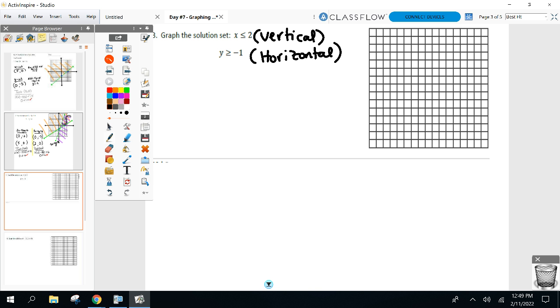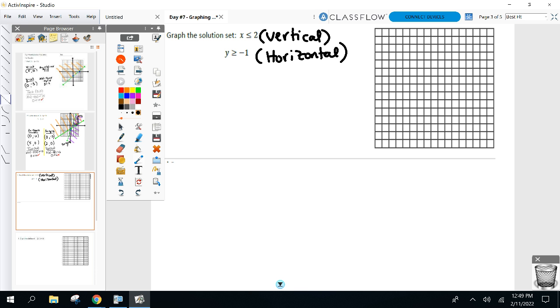So there's no intercepts to find. You're going to have a vertical line going through +2 and a horizontal line going through -1. Set up your XY axes. What are you going to tell me about both these lines? Solid, dashed? They're both solid. All right, let's start with the vertical line then.